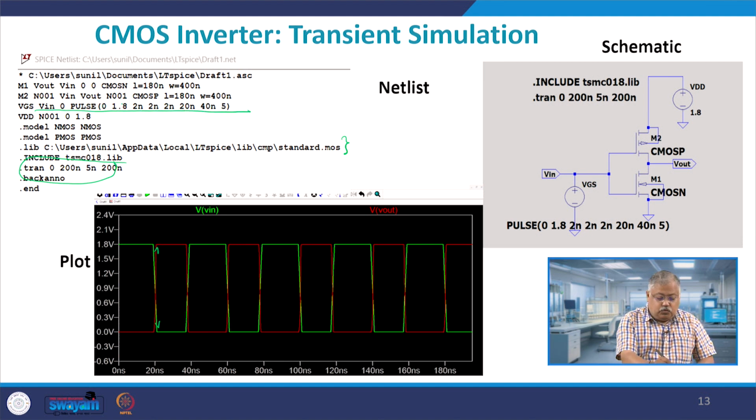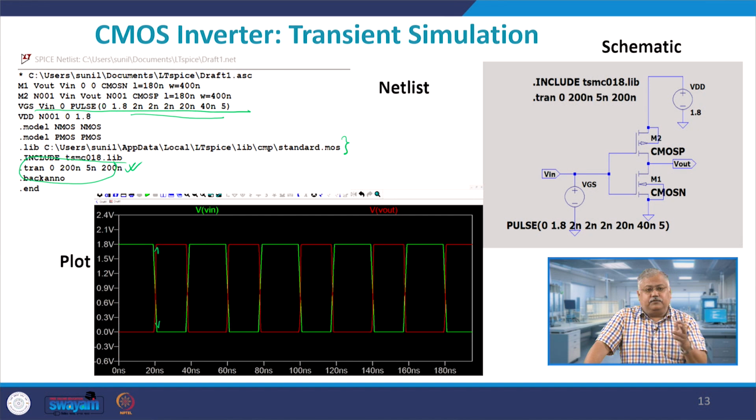It is between 0 to 1.8 volts. We give various values of the delay pulse here, right, and we say that this is the rise time, fall time for the input pulse. And when we do a transition, we say that we will do a transition for 5 nanosecond.